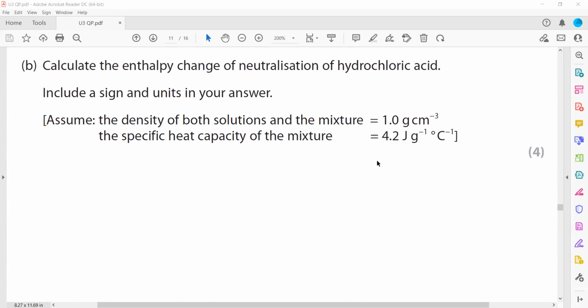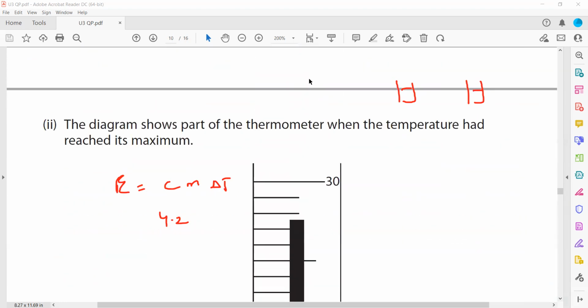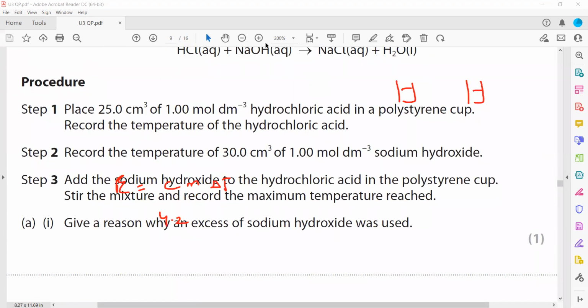Then calculate the enthalpy change of neutralization. Assume that the density of both solution and the mixture is 1 gram per cm³ and the specific heat capacity. So we have the formula E equals Cm delta T, where C is the specific heat, which is 4.2. But what about the mass? The volume of a solution is equal to mass. And if you see in the beginning how much acid was mixed with an alkali, so 25 cm³ of acid mixed with 30 cm³ of alkali.